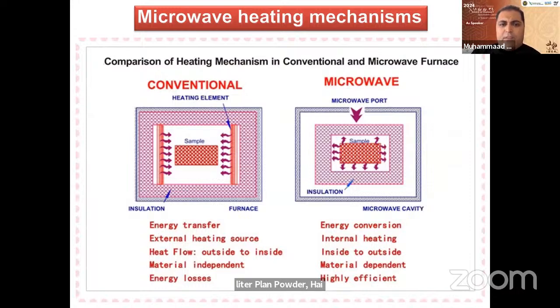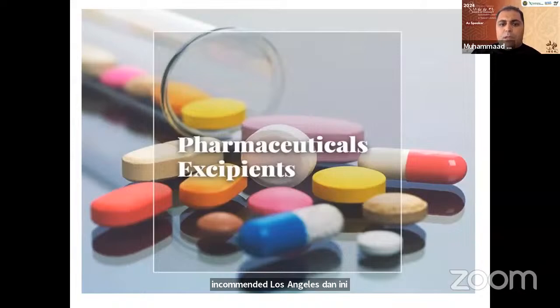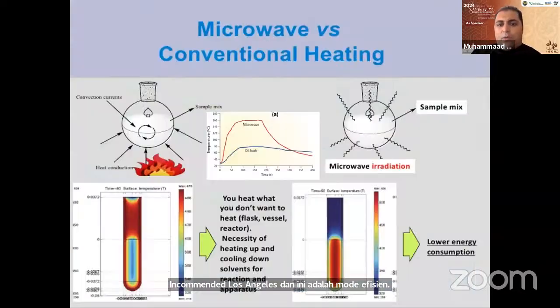So this is another comparison of conventional and microwave heating. For the heat transfer, in conventional heating you have to use an external heating source, but in microwave heating you have an internal heating source. The heat flow in conventional heating is from outside to inside, but in microwave it is from inside to outside. So the energy loss is more in conventional heating, but in microwave the energy loss is less and it is more efficient than conventional heating. So this was the concept of microwave extraction, that is, how microwave works.